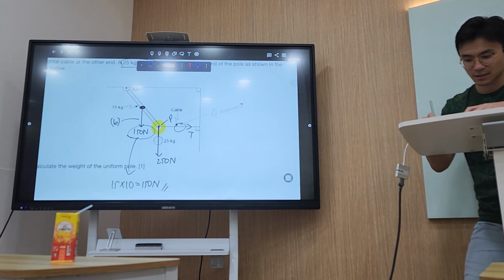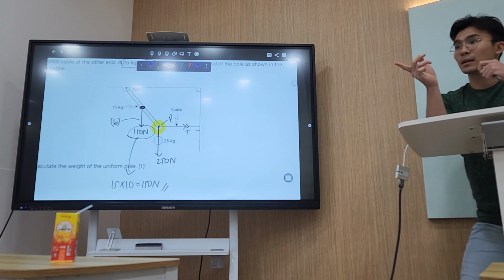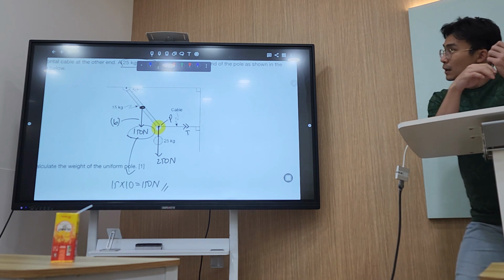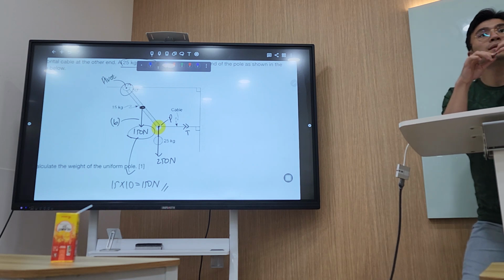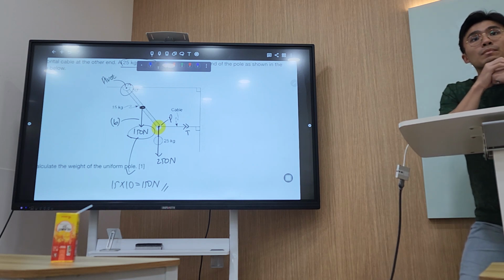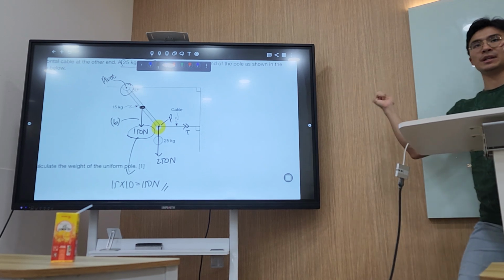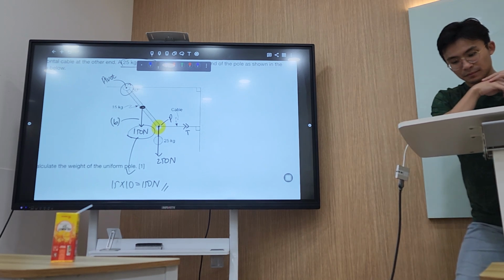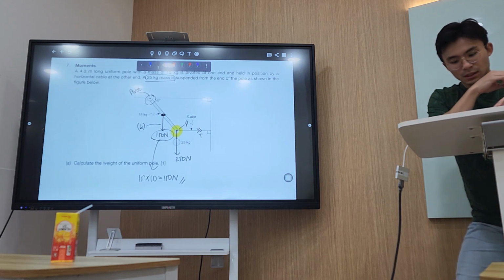Anyone else want to try? What do you all think? I need to obtain this tension value. What's the formula of tension? At your 50 degrees here. This is your pivot. How to find tension? Tension is just force. Just imagine it as a force. How are we going to do this? We need to calculate, yeah?